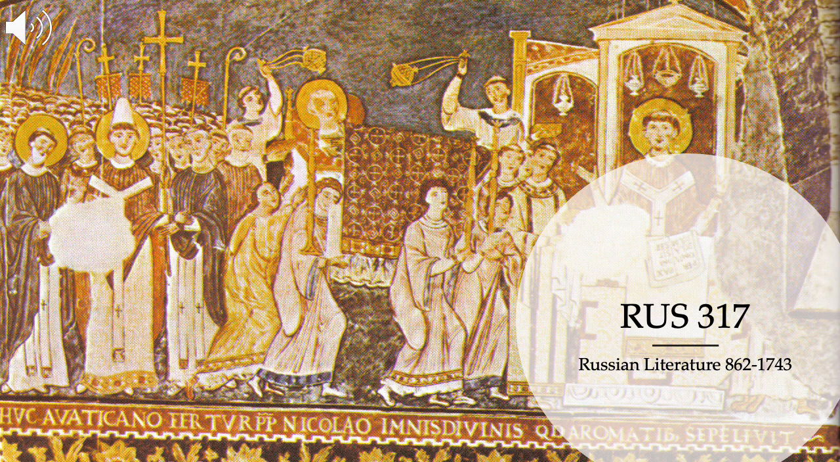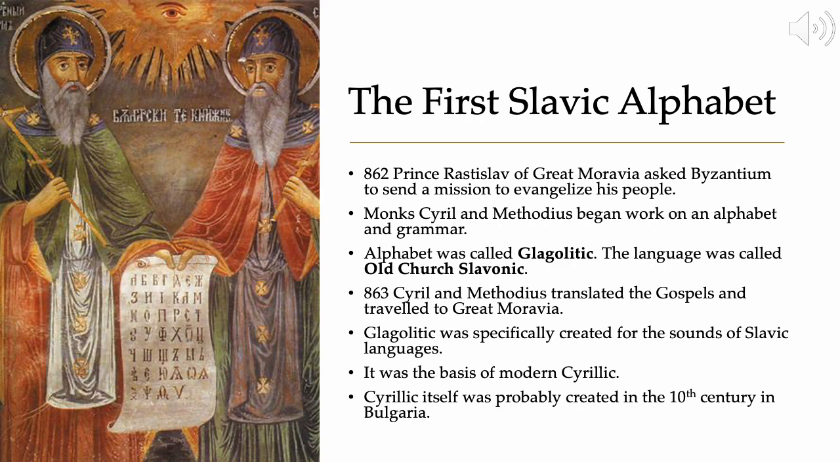Hey everyone, it's Professor Clark, and in this lecture, we are going to very quickly cover about 900 years of the history of Russian literature and the Russian literary language. So, as I'm sure you know, Russian does not use Latin orthography like we do in English. It uses what's called Cyrillic, and Cyrillic has a very interesting history.